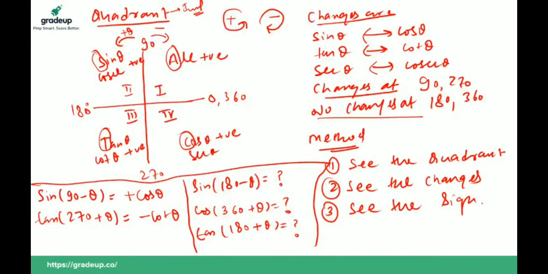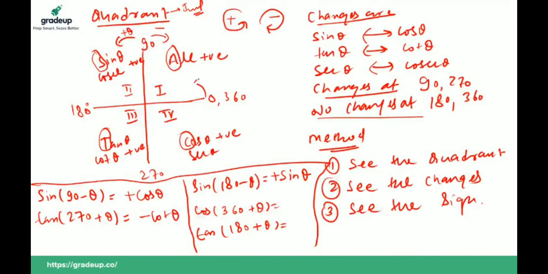All right, so I will explain this. Guys, please try to understand this. Go through the method. 180 minus theta is the second quadrant, and at 180 there will be no change. Sin theta will remain sin theta. Now is sin theta positive or negative here? Obviously positive.